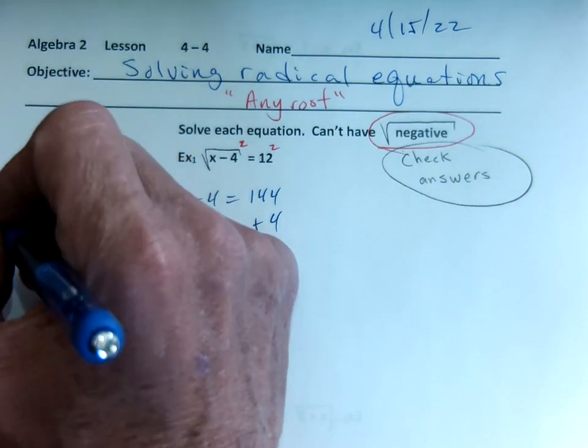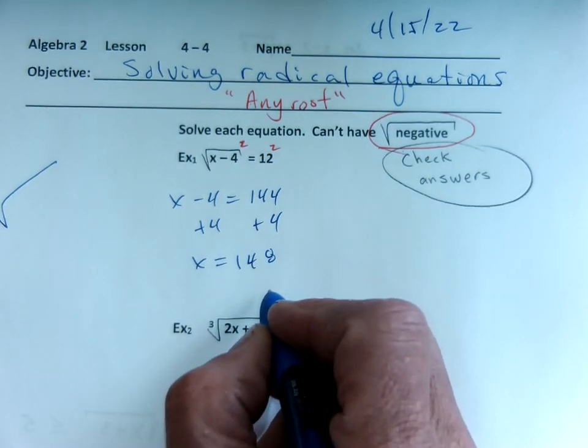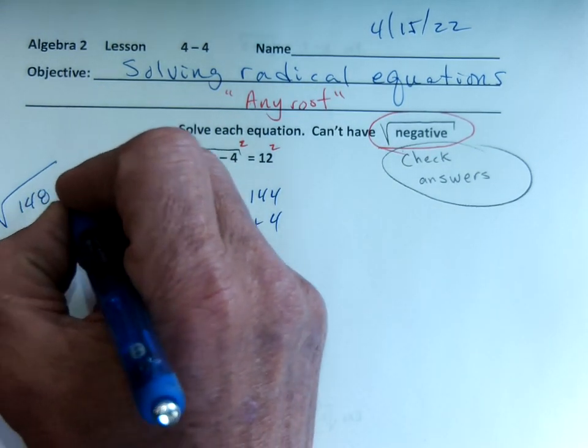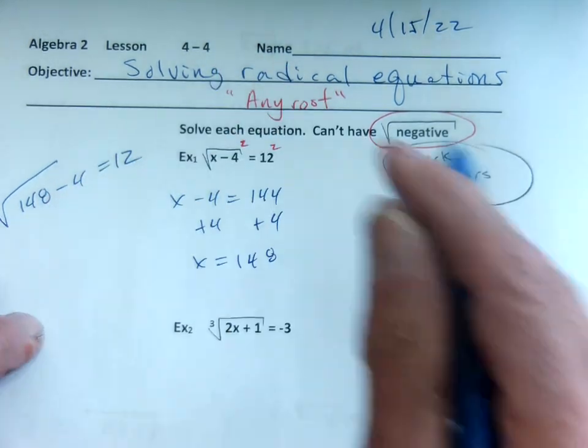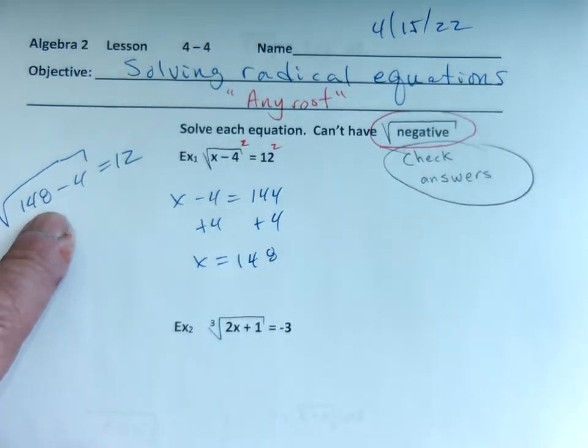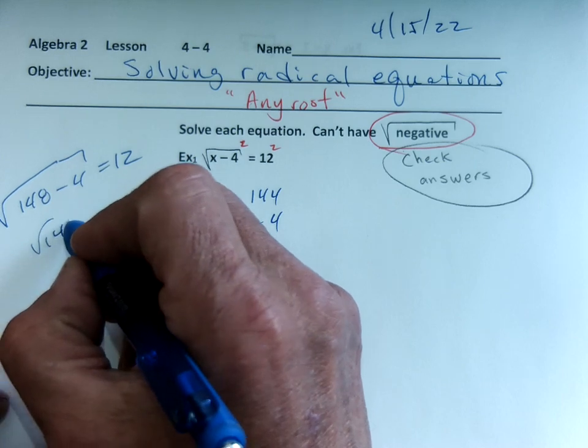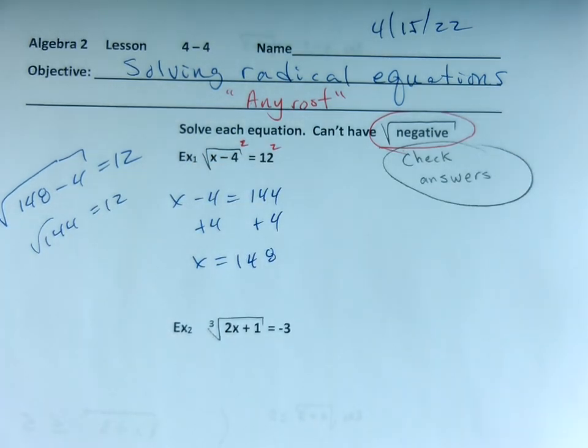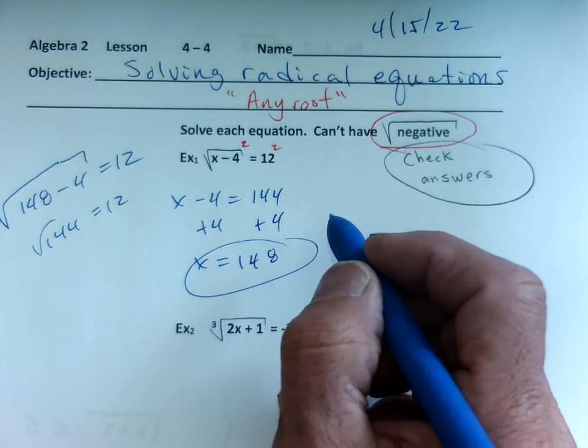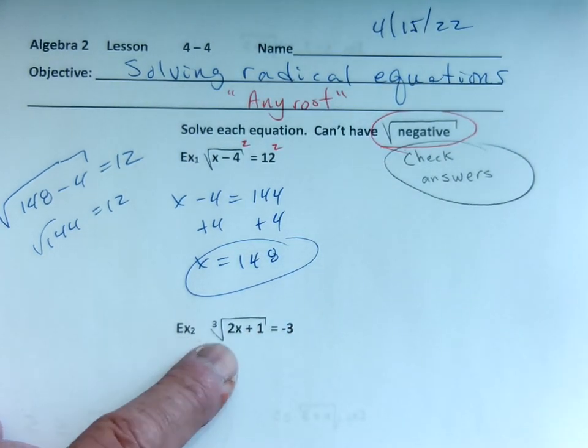To check the solution, I would just plug my answer in. Square root of 148 minus 4 equals 12. I think that's true because you get 144. 12 equals 12. Okay, good. I'm not really worried about that one, okay? Boom.